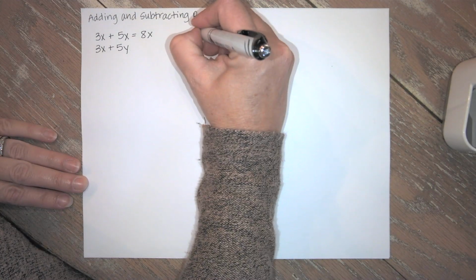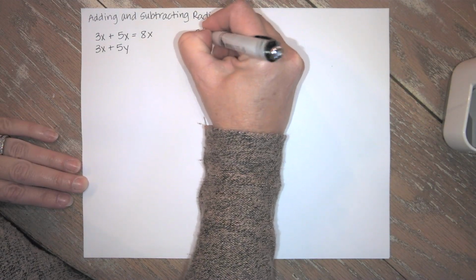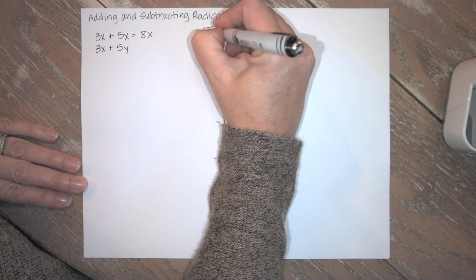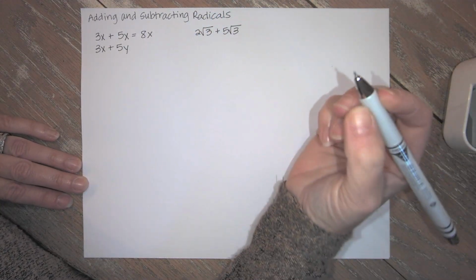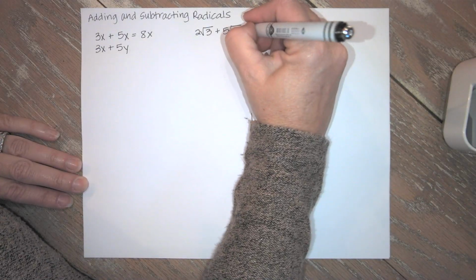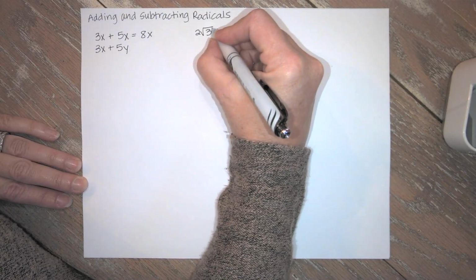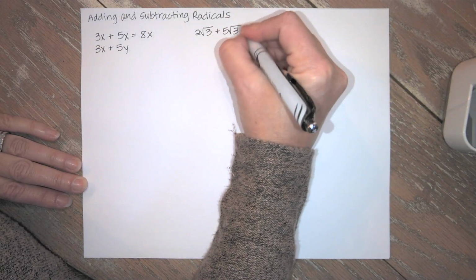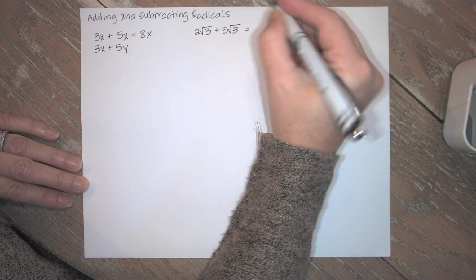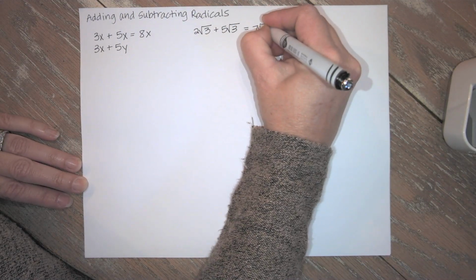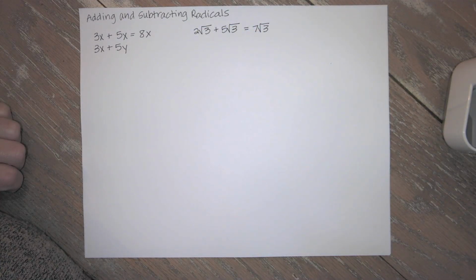Radicals are very similar. If you have 2 square roots of 3 and someone gives you 5 more square roots of 3, you can add those together. Those are considered to be like terms. It's square roots of 3 that we're combining. How many of them do we now have? We would now have 7 square roots of 3.